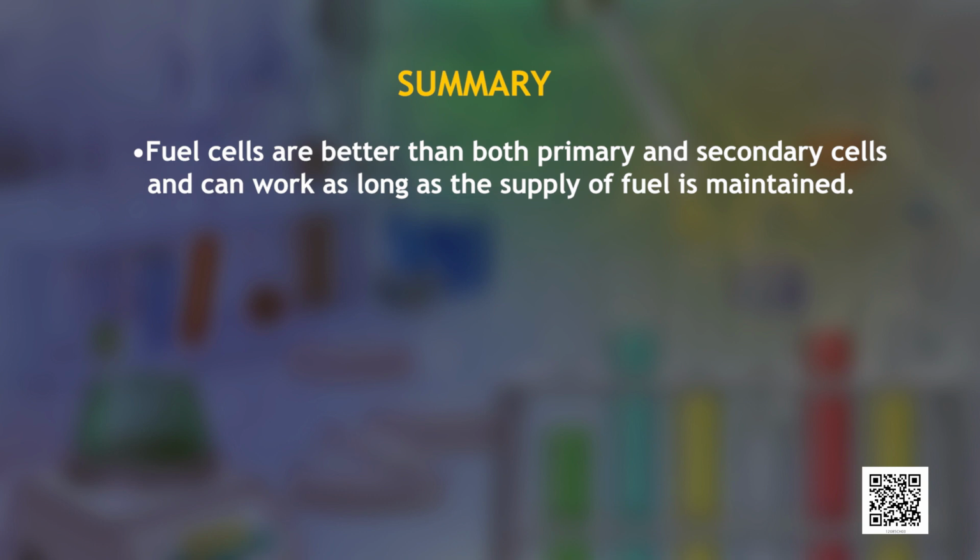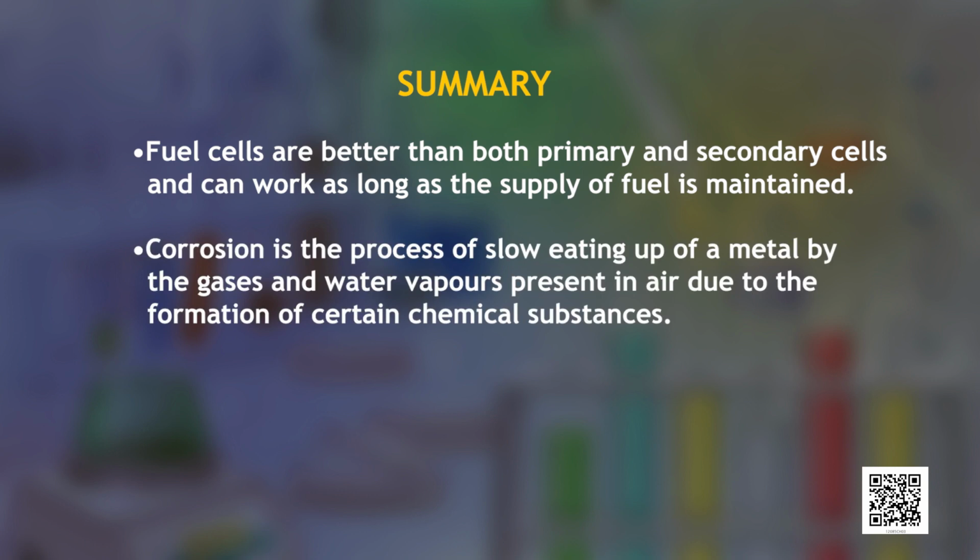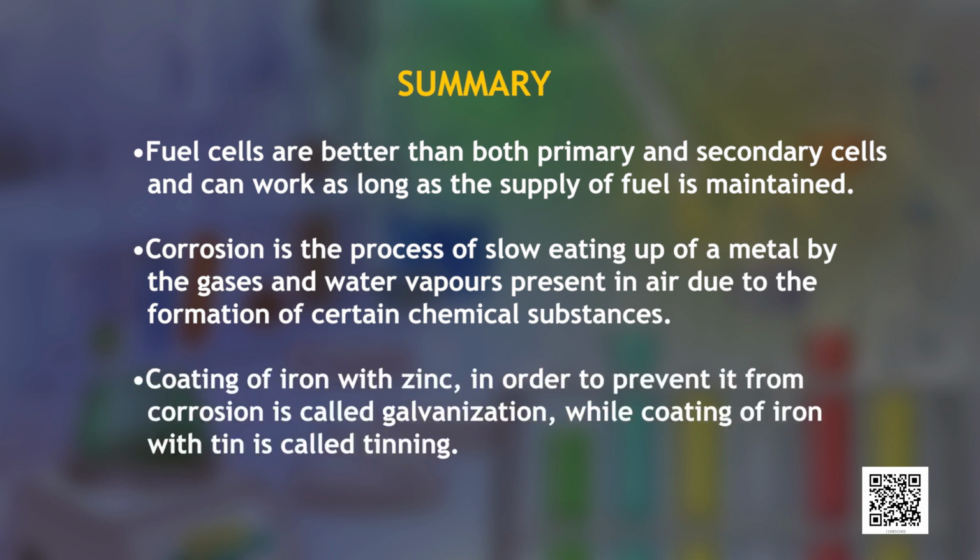Corrosion is the process of slow eating up of a metal by the gases and water vapors present in air due to the formation of certain chemical substances. Coating of iron with zinc in order to prevent it from corrosion is called galvanization, while the coating of iron with tin is called tinning.